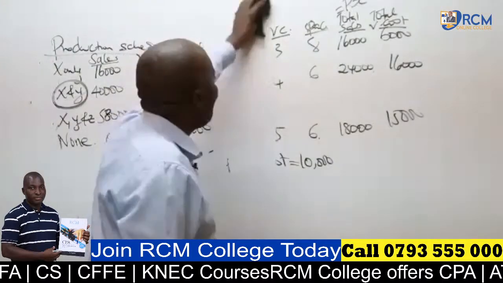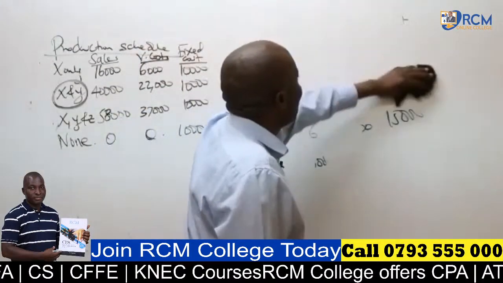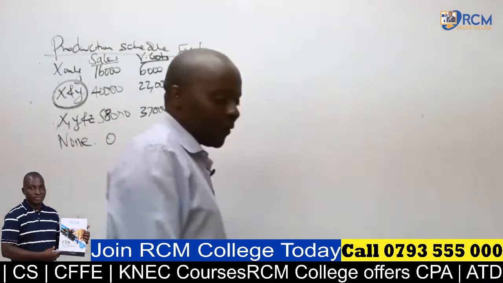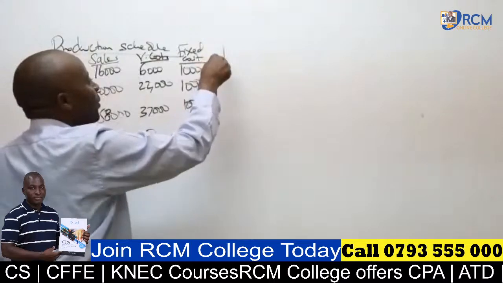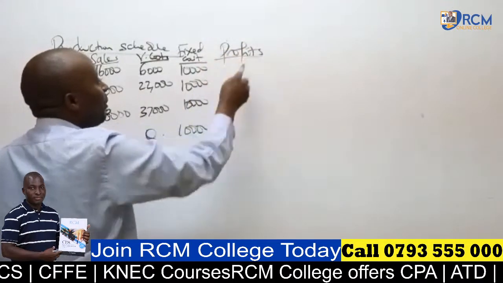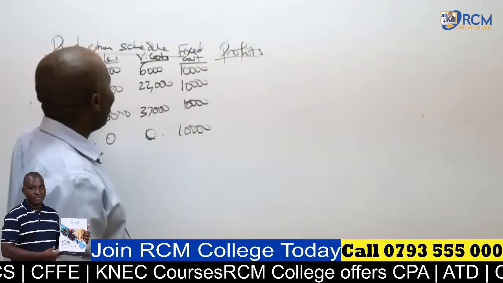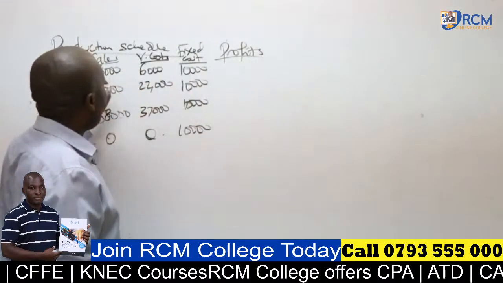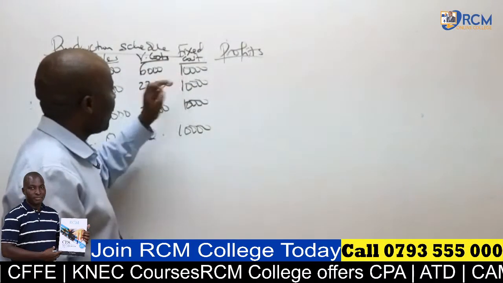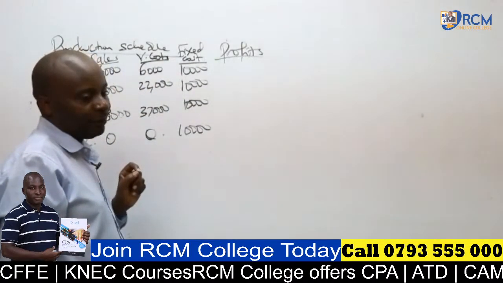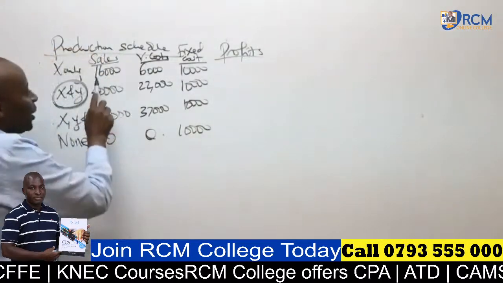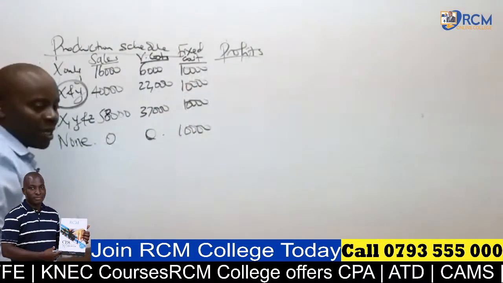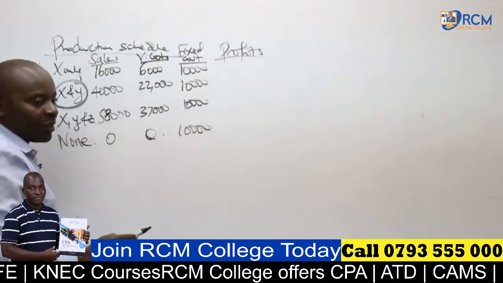Ladies and gentlemen, remember we said that on our profitability multiple chart, basically we want to get profits. So come and create a column here for profits. How do we get profits? We take sales revenue minus all the costs. So the first one, you take 16,000 revenue minus 6,000 minus 10,000. Please give me a figure.